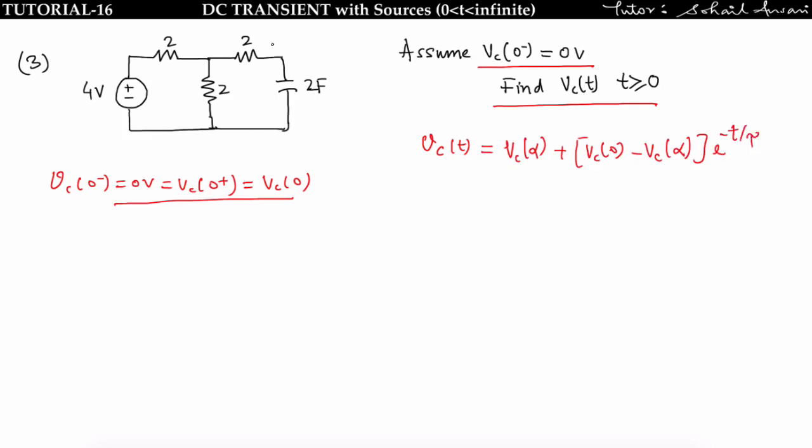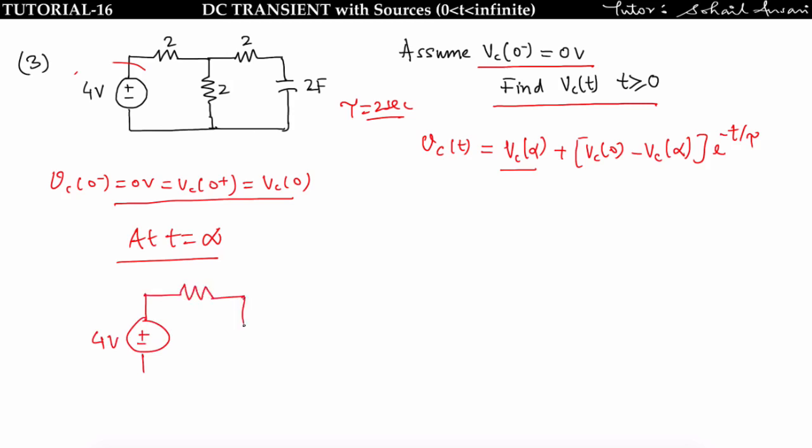We can easily find the time constant here because the resistor and capacitor are separable. You will get the time constant equal to 2 seconds only. Now we have to find the Vc of infinity. See, these 4 volt sources are connected for t greater than 0. At t equal to infinity, this network is at a steady state. So at a steady state, I will replace the capacitor by an open circuit.